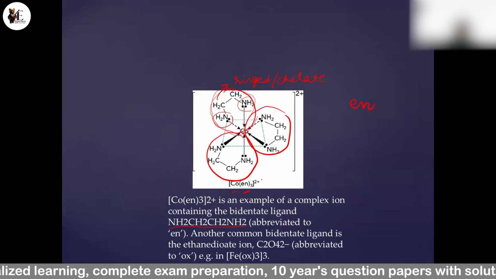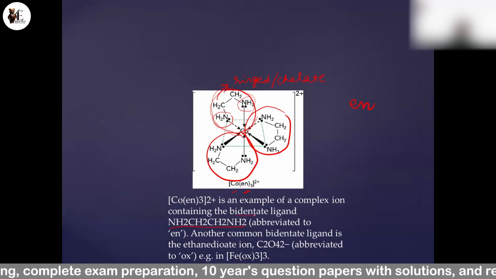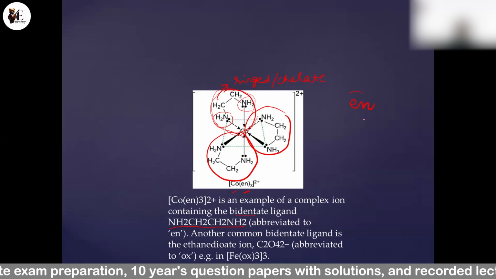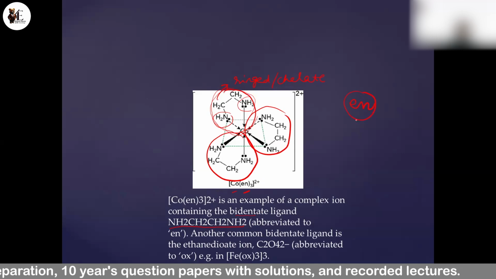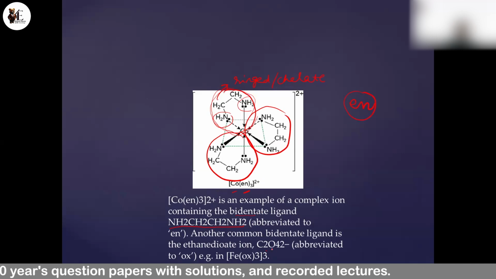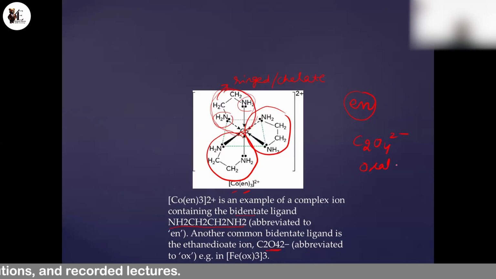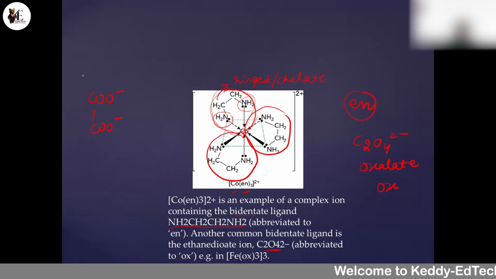So this is also a complex ion. It contains a bidentate ligand, and the short form of writing this ligand is en. Another example of a bidentate ligand is C2O4 2-. This is known as the oxalate ion, and you can write it in short form as ox. Oxalate is COO minus, COO minus. This is your oxalate ion.